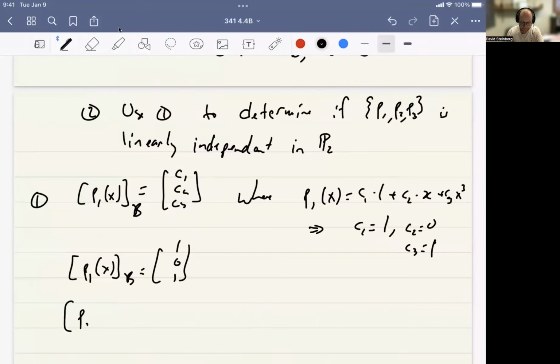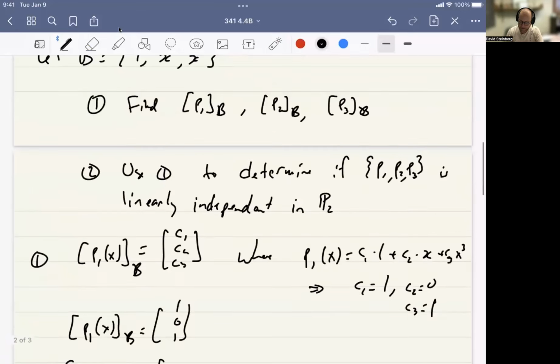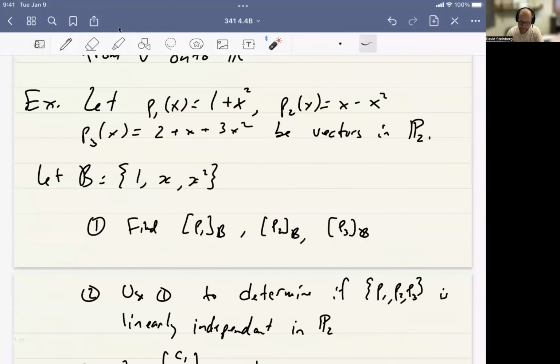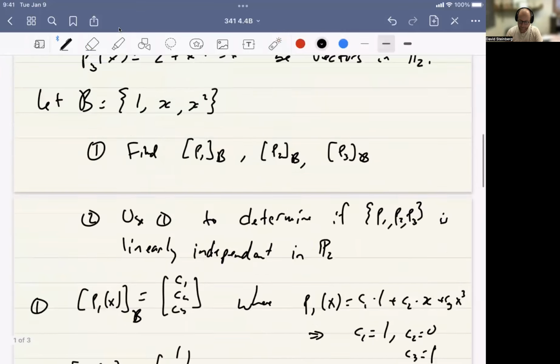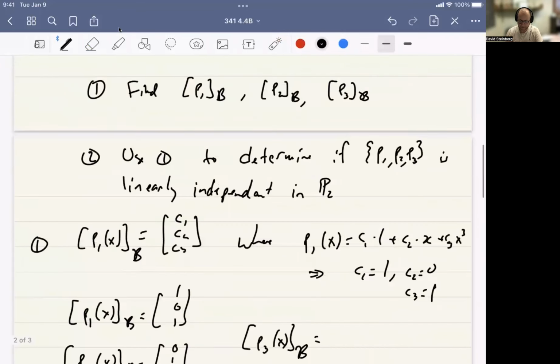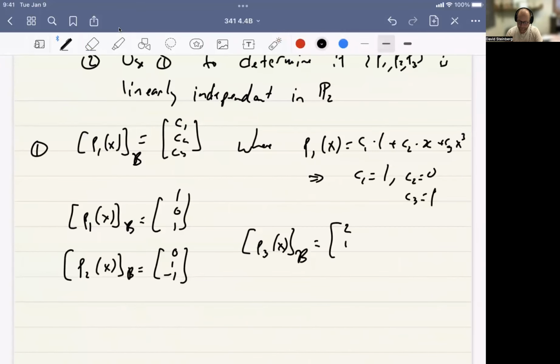And so we get that the coordinates of P1 relative to B, just the most obvious thing, are 1, 0, 1. And similarly, the coordinates of P2 relative to B should be 0, 1, negative 1. There's no constant term, there's one x term, and there's a negative 1 x squared term. And the coordinates for P3 relative to this basis should be 2, 1, 3. Okay, not so bad.